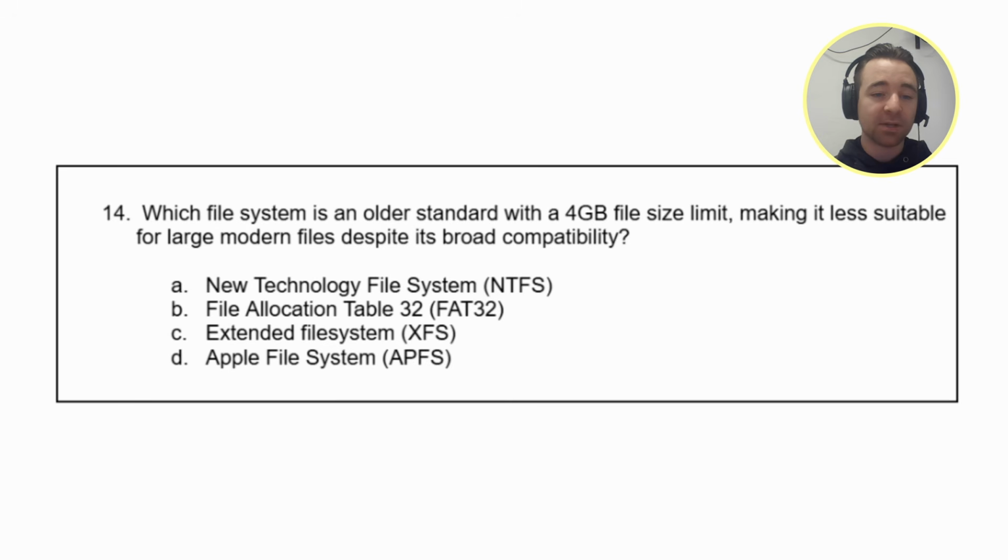So the question reads, which file system is an older standard with a 4 gigabyte file size limit, making it less suitable for large modern files despite its broad compatibility? Is it A, New Technology File System? Is it B, File Allocation Table 32? Is it C, Extended File System? Or is it D, Apple File System? Your answer coming in 3. Pause the video if you need to. 2. Here we go. 1. This is it. Let's do it.